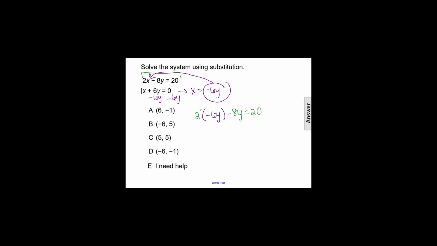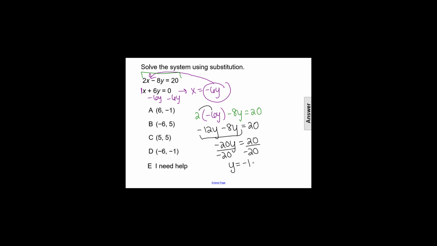We have 2 times negative 6y is negative 12y, minus 8y equals 20. Negative 12y minus 8y is negative 20y equals 20. And dividing both sides by negative 20, we get that y equals negative 1.